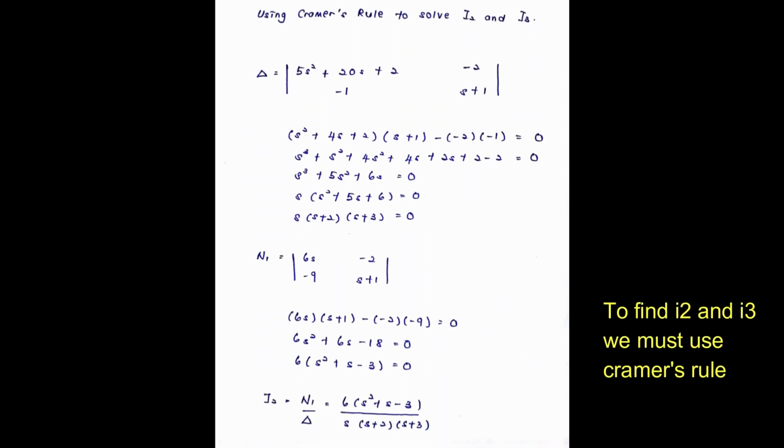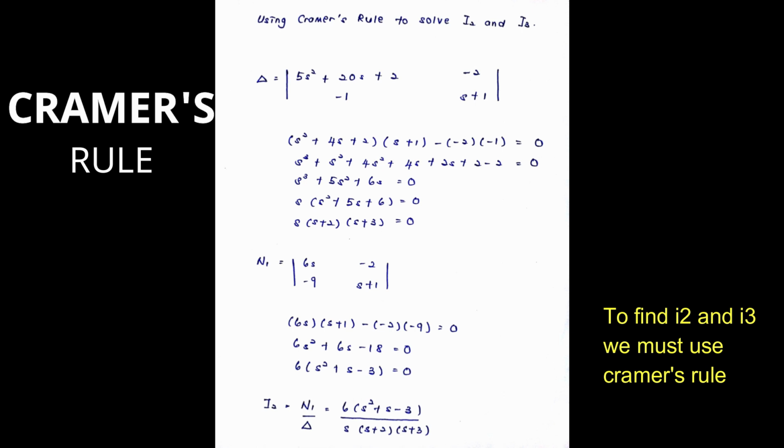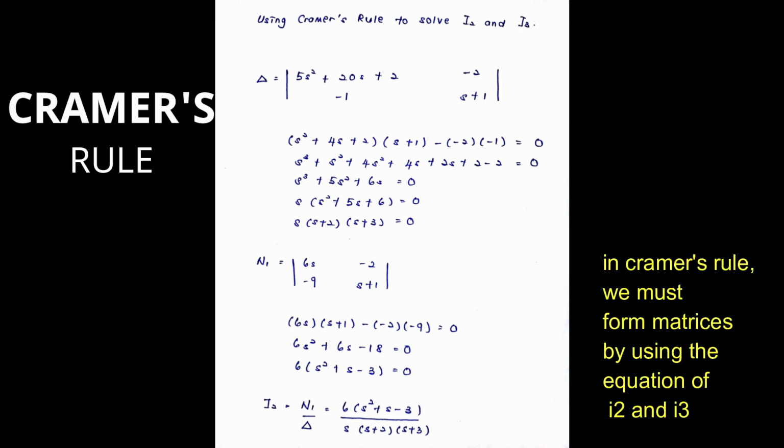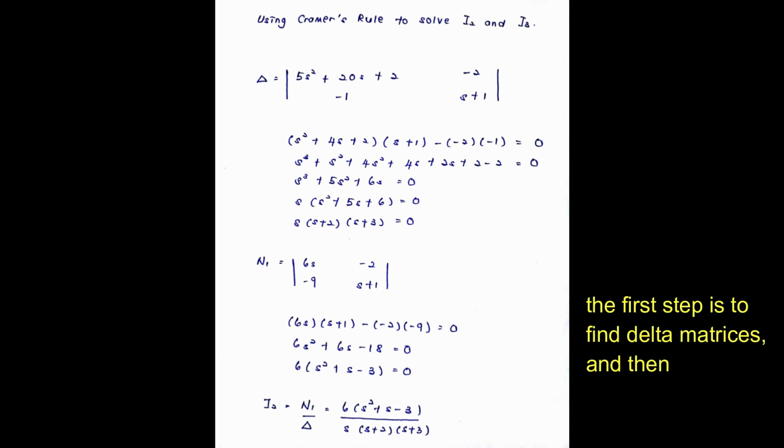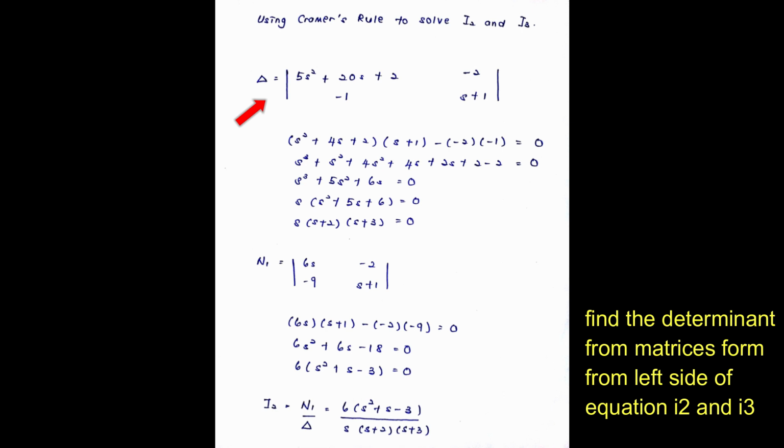To find I2 and I3, we must use Cramer's rule. In Cramer's rule, we must form matrices by using the equations of I2 and I3. The first step is to find the delta matrix and then find the determinant from the matrix formed from the left side of the equations of I2 and I3.